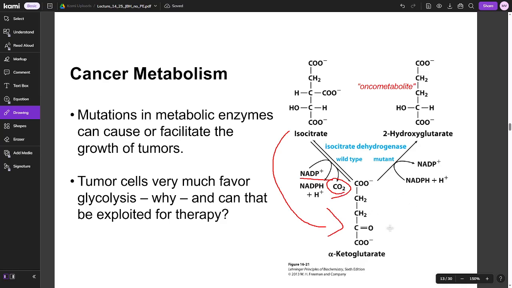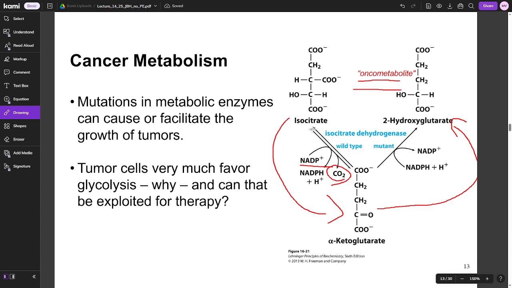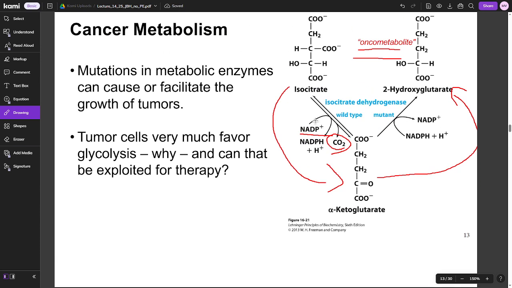And then going from alpha ketoglutarate, there's a mutant version of the enzyme that takes it to 2-hydroxyglutarate, which is an oncometabolite. Which basically an oncometabolite, from what I understand, is something that promotes cancer.